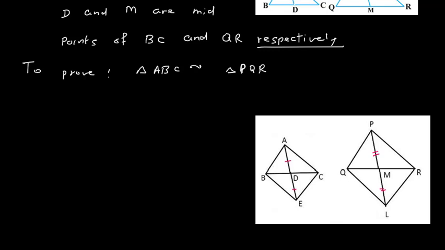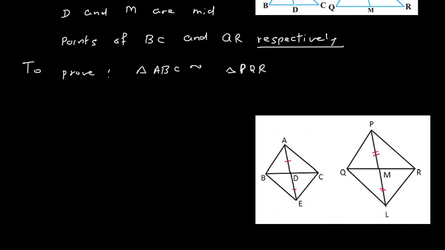Now one thing is clear, that point D is the midpoint of BC, and point M is the midpoint of QR. Similarly, point D will be the midpoint of AE, because we have extended AD equal to DE. So D is the midpoint of AE, and here M is the midpoint of PL. So in these two quadrilaterals ABEC and PQLR, you can see that the diagonals are bisecting each other.